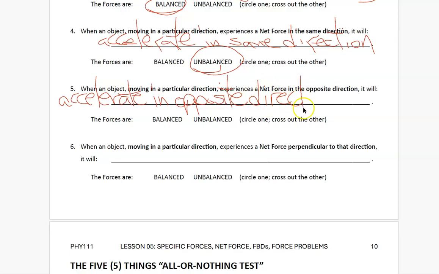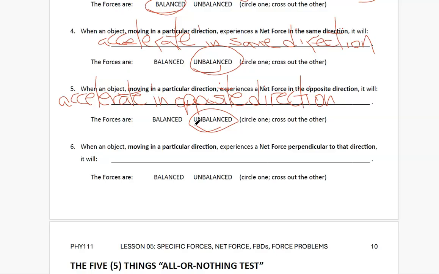What that looks like is, let's say it's traveling to the right and there's a net force to the left, the object will actually slow down. That's a form of acceleration. In everyday English, we would say deceleration, but it's a form of acceleration against the direction that it is already currently traveling. And as I said before, if you have a net force, that means the forces are unbalanced. If you don't have a net force, if it's 0, the forces are balanced.